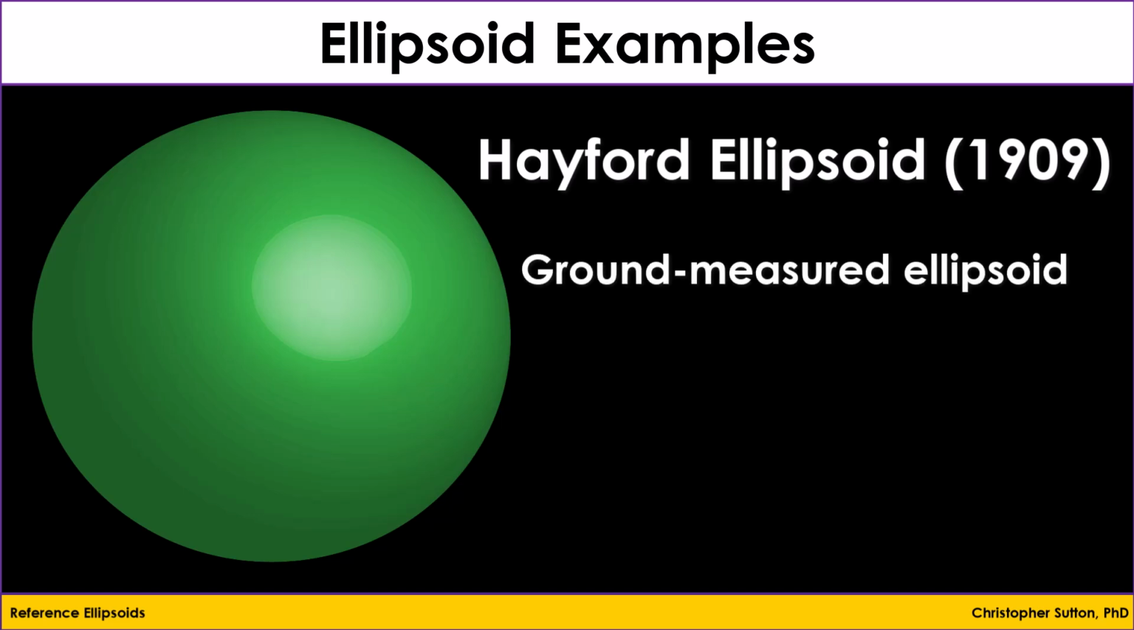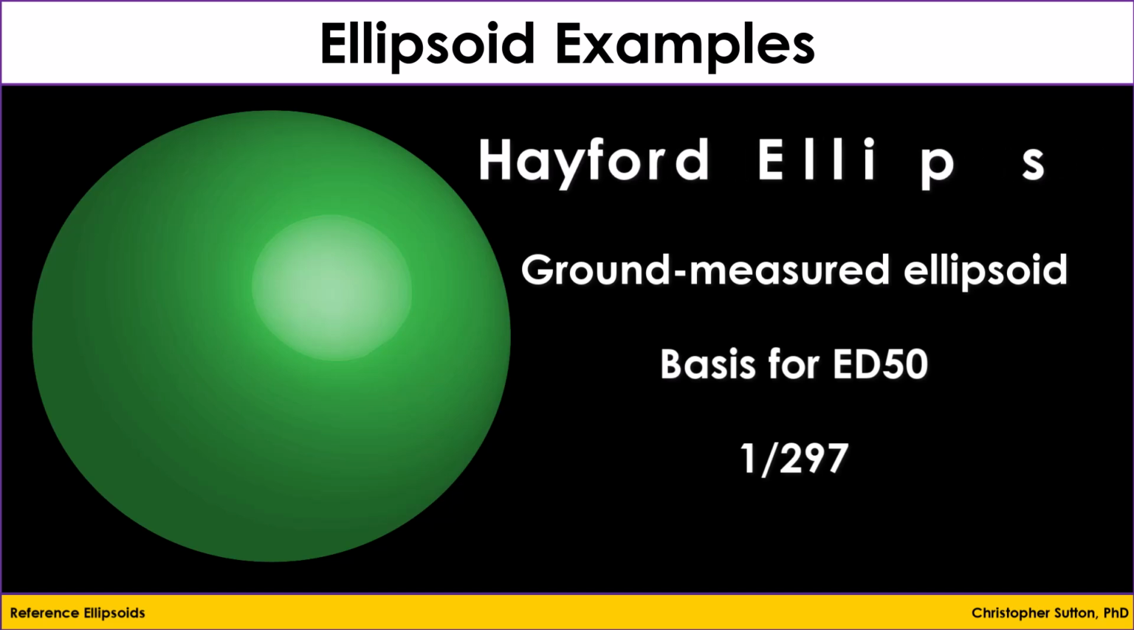The Hayford ellipsoid of 1909 is also a ground-measured ellipsoid. It was adopted internationally in the early 20th century and was the basis for the European datum of 1950. It has a flattening ratio of 1 to 297.